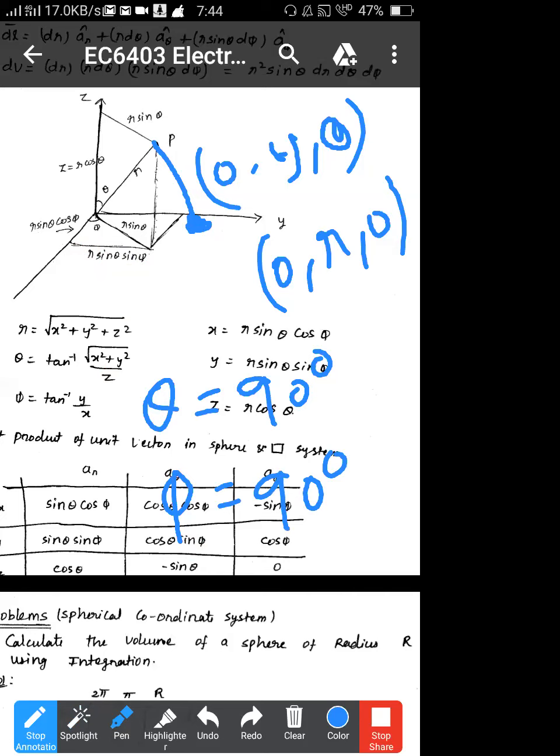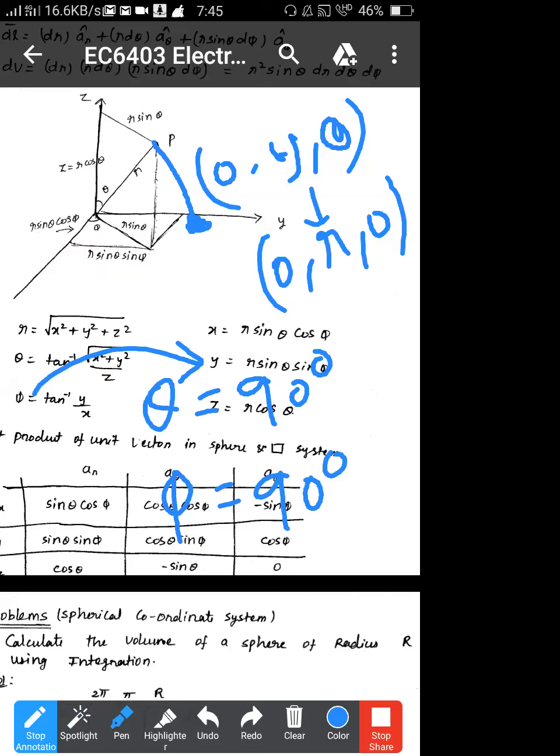Then you look into this relationship. y is equal to r. Anyway, y has to be r. Then what should be theta and phi? So sine theta, sine phi. Sine 90 degree is 1, for theta also 90 degree, for phi also 90 degree. So definitely 1 into 1. So finally you are getting y is equal to r.